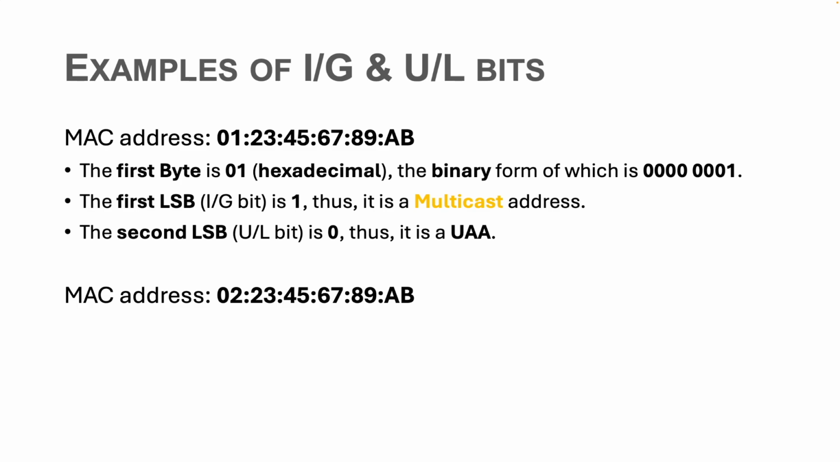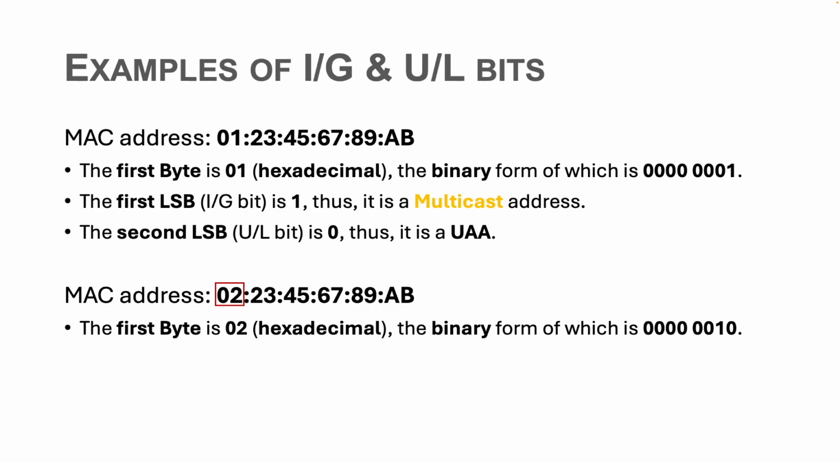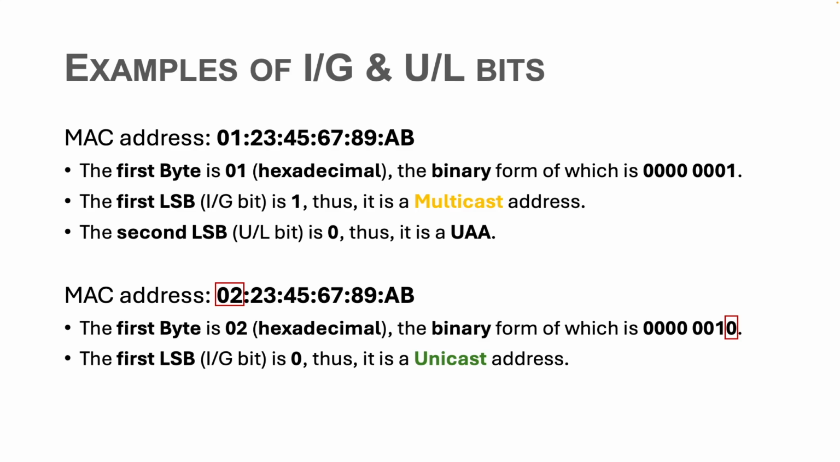Now, let's try another example with a different MAC address. In this case, the first byte is 02 in hexadecimal, which is 00000010 in binary. Looking at the first least significant bit, the IGB bit, we see it's 0, which tells us this is a unicast address. While the second LSB, the UL bit, is 1, so this is a locally administered address.